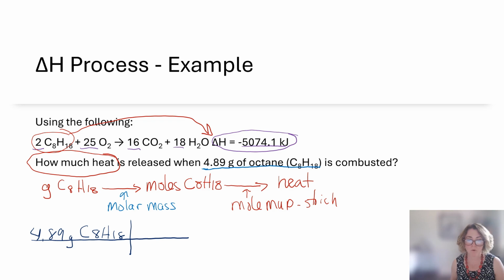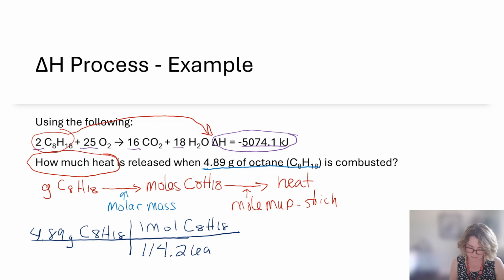I'm going to use my molar mass, and I'm going to set this up in a way so that my grams will cancel. So I know I need to have 1 mole of octane in the numerator, and I'm going to put the molar mass on the bottom. And then remember, you find the molar mass by adding up the masses of 8 carbons and 18 hydrogens. I should always label everything.